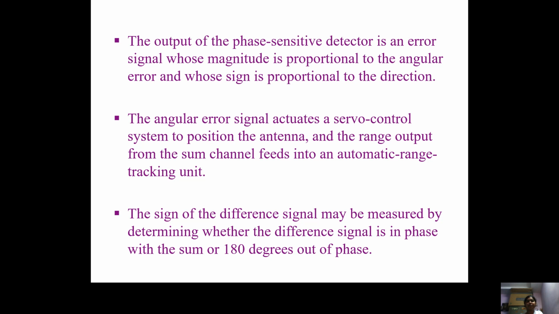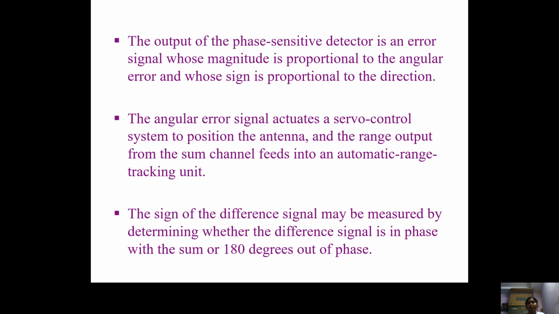So the work of the amplitude detector is to extract the envelope of the received signal after demodulation, and to detect continuously how far the target lies from the antenna. The sign of the difference signal may be measured by determining whether the difference signal is in phase with the sum or 180° out of phase. The operation of the coherent oscillator is to maintain the phase shift constant.